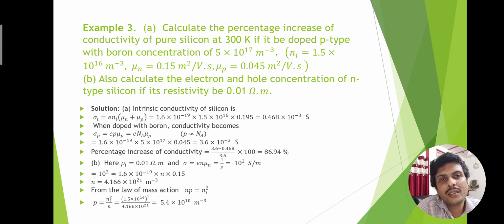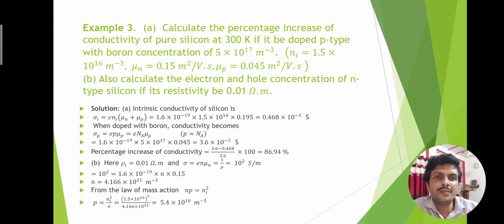Because here the mobility of electron you can ignore, because it is now a p-type semiconductor. Therefore e p mu p is the conductivity for the p-type semiconductor. Now since the hole concentration and acceptor concentration are almost equal, you replace the hole concentration with the acceptor concentration, 5 into 10 to the 17, and therefore you got 3.6 into 10 to the minus 3 Siemens, which is the intrinsic conductivity of silicon.